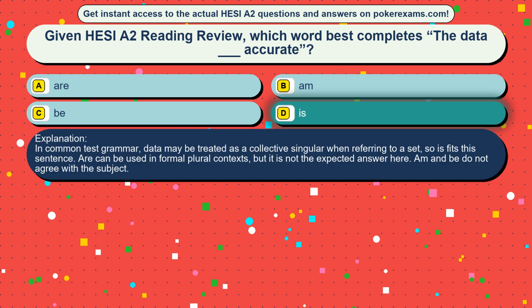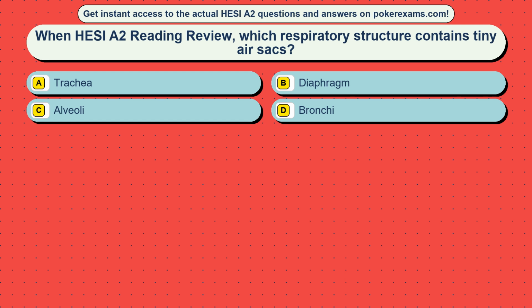In common test grammar, data may be treated as a collective singular when referring to a set, so is fits this sentence. Are can be used in formal plural contexts, but it is not the expected answer here. The other options do not agree with the subject. Question 19. When HESI A2 reading review, which respiratory structure contains tiny sacs?